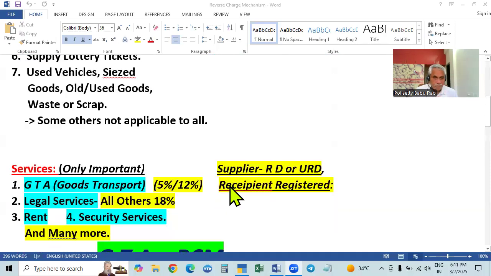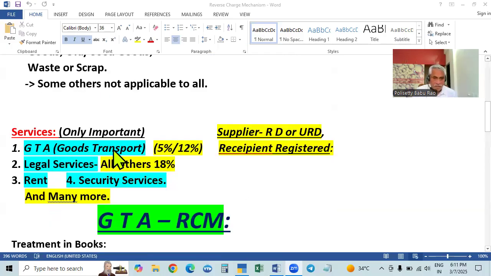We discussed it. Now, GTA is the most important service. All other services are the same, and for all other services the rate is 18%. But for GTA, whether it is registered or unregistered, RCM is applicable at the rate of 5%. That means the recipient of the service has to pay 5% GST directly to the government.